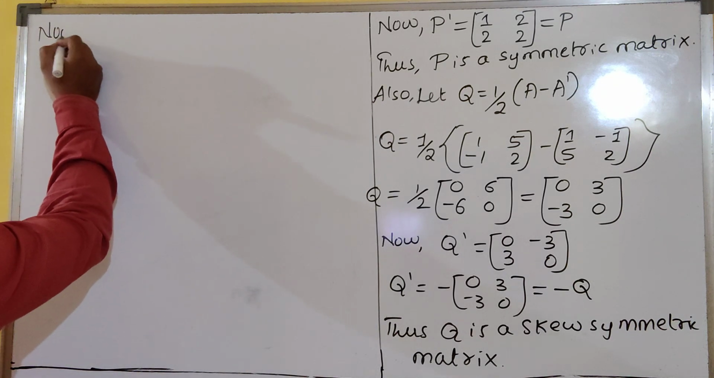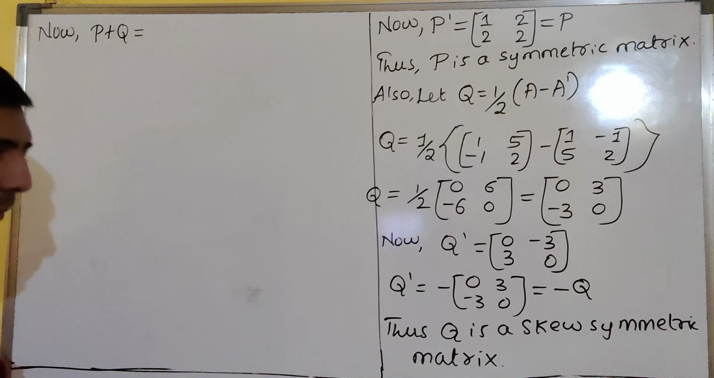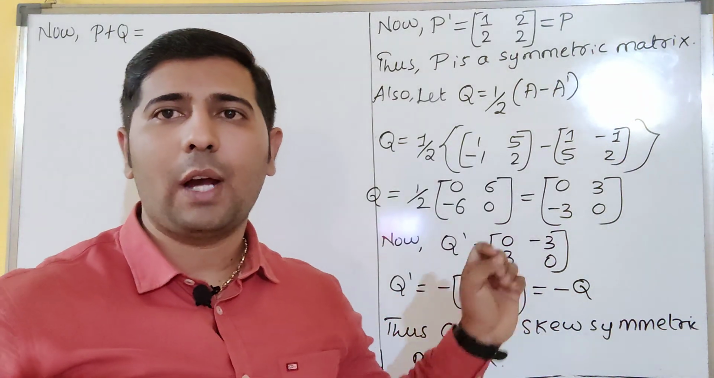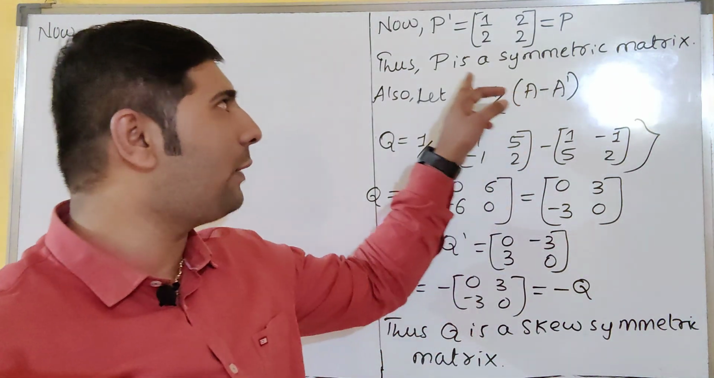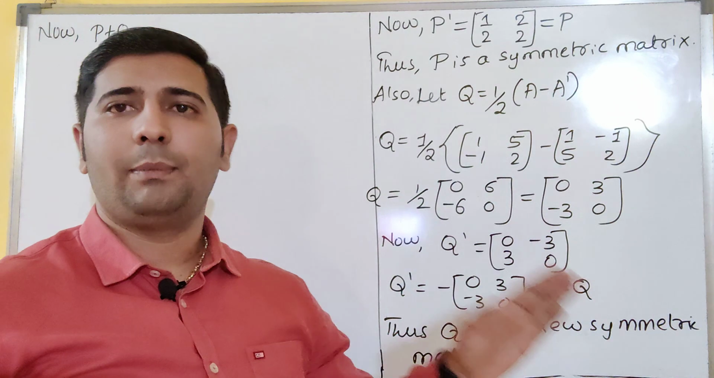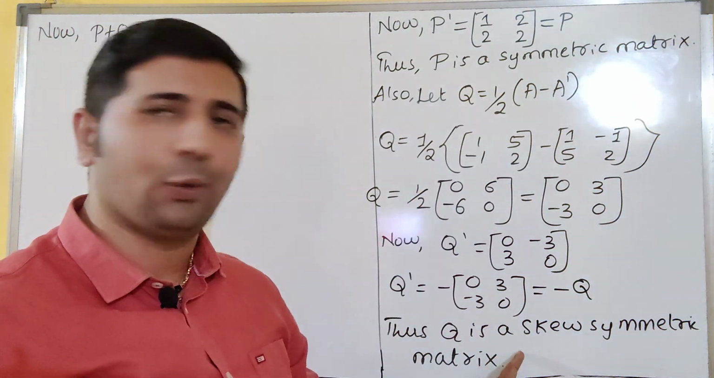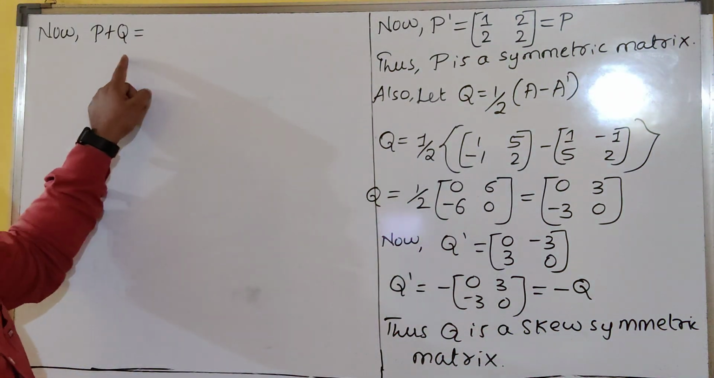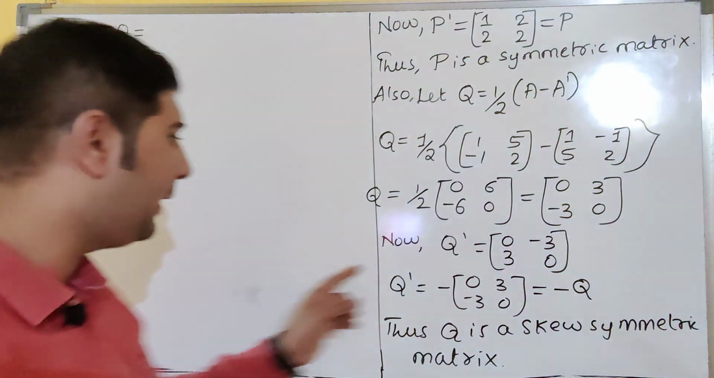Now P plus Q is equal to, because why we are writing, you know that we have to express A as the sum of symmetric and skew symmetric. Already you have told P is symmetric and Q is skew symmetric. Sum means addition of P and Q. So that's why we are adding. It should give the answer as A, dear students.